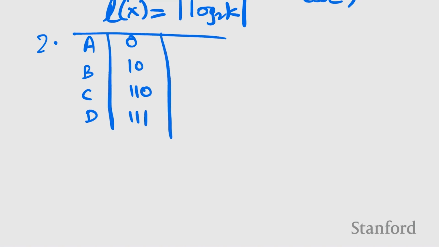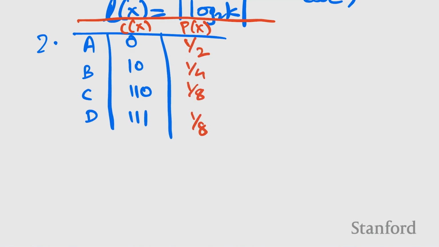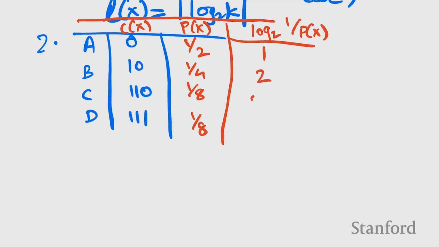You will notice that we don't have a length, we don't have a probability distribution for this at the moment. Let me define a probability distribution: 1/2, 1/4, 1/8, 1/8. Let me also create the log of 1 over p(x), which will be 1, 2, 3, 3.